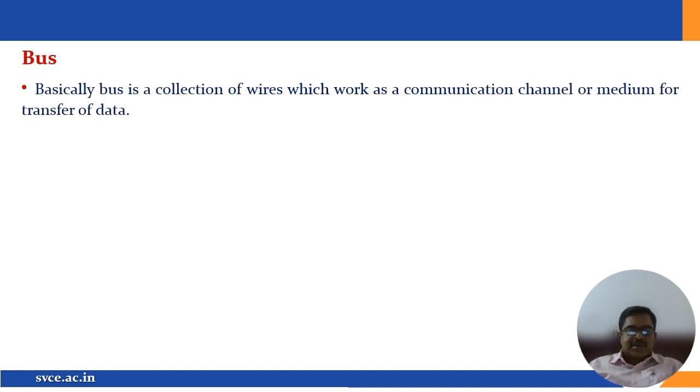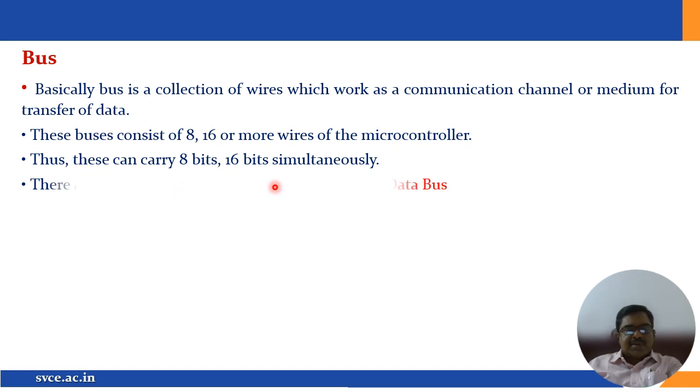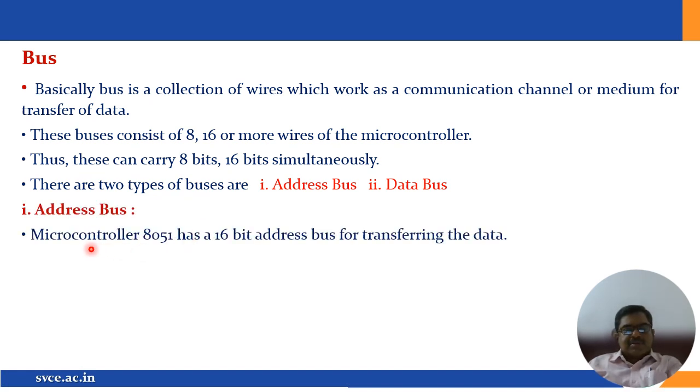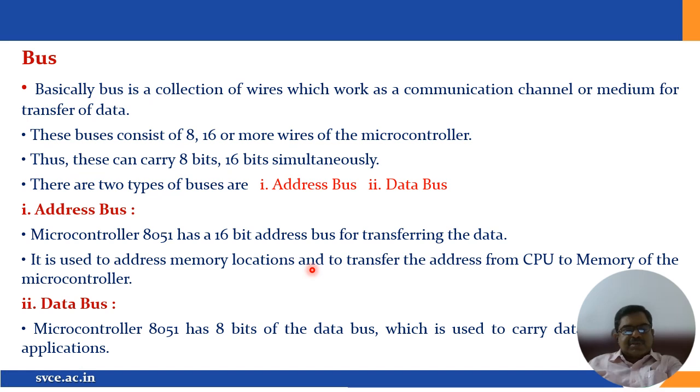Bus: a bus is a combination of a number of wires, basically a collection of wires which works as a communication channel or medium for data transfer. Buses can be 8 bit or 16 bit. These buses can carry 8 bits or 16 bits simultaneously. There are two types of buses, the address bus and the data bus. The address bus is a 16-bit bus used to address memory locations and transfer the address from the CPU to the memory of the controller. And the data bus in this microcontroller is an 8-bit bus only.